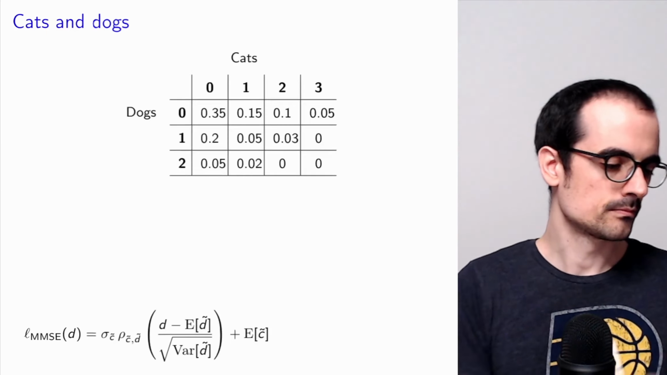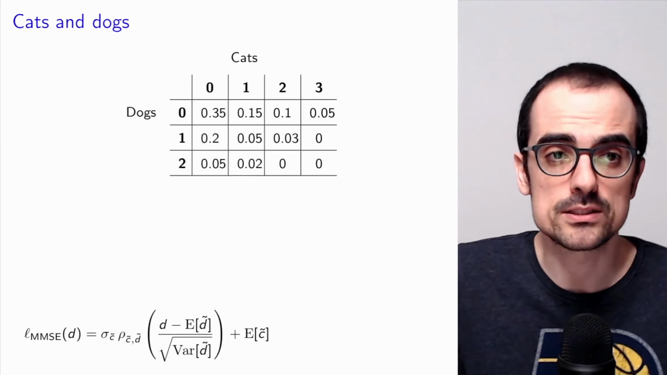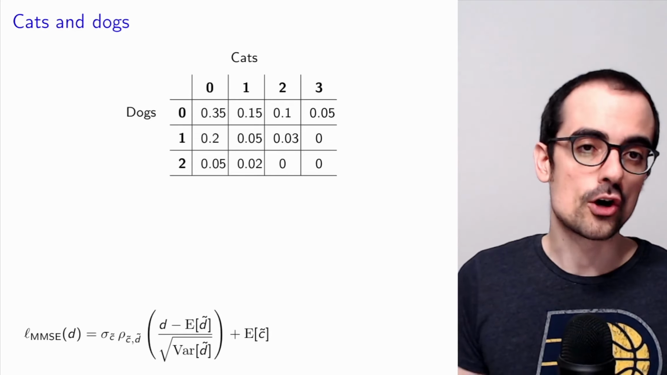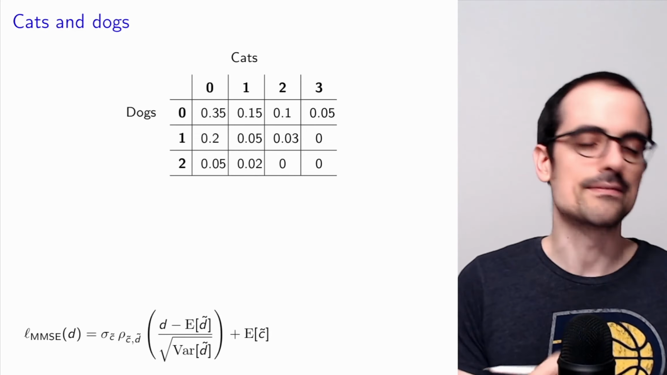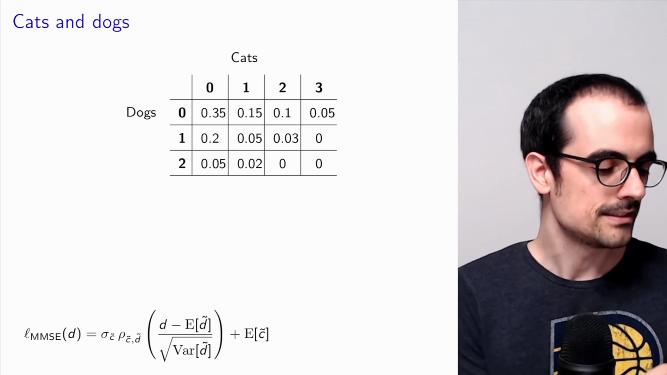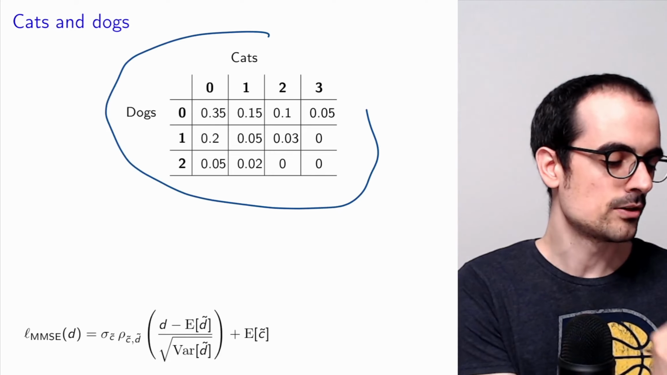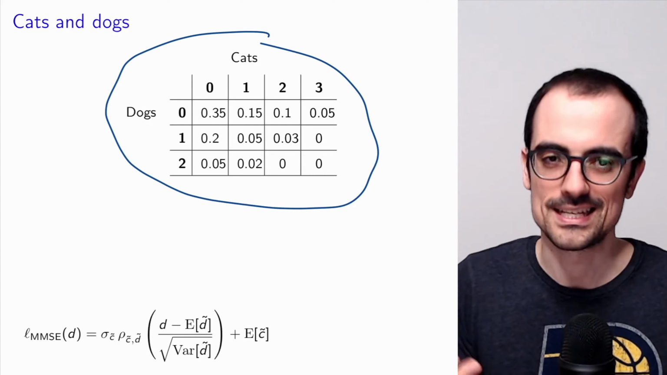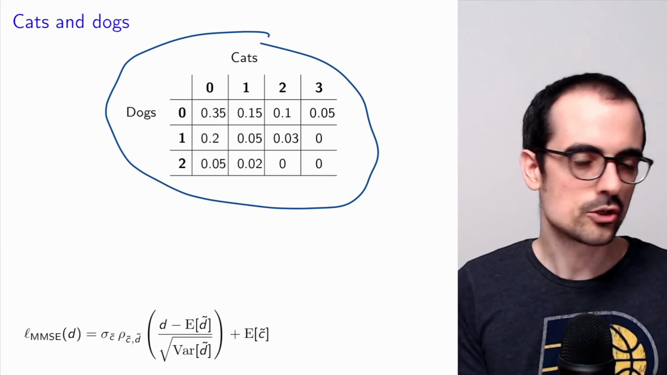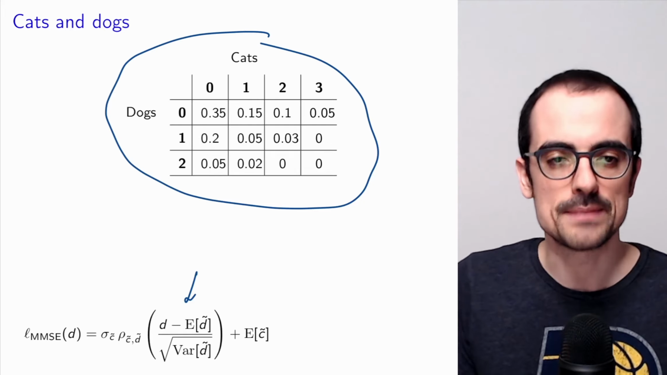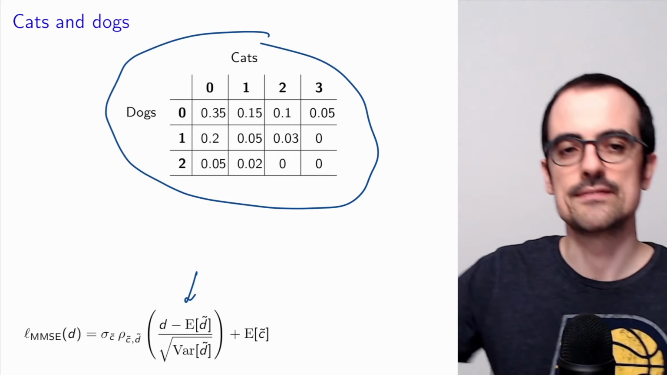Okay. So now let's do an example. Let's compute the best linear estimator of the number of cats given the number of dogs, for this example that we already looked at in a previous video. This is the joint PMF of the number of cats and dogs in different households in a fictitious city. I actually made this up. And we're going to compute the optimal linear estimator of the number of cats given the number of dogs.